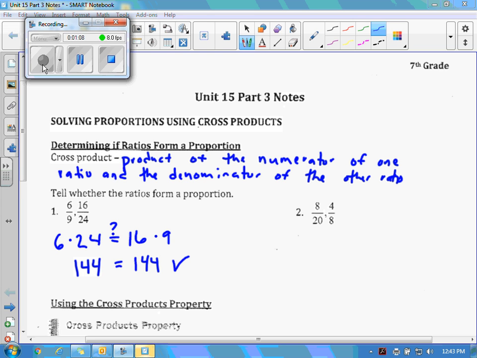I'll let you go ahead and try number 2. You do the numerator of one times the denominator of the other and see if they're equal to each other.